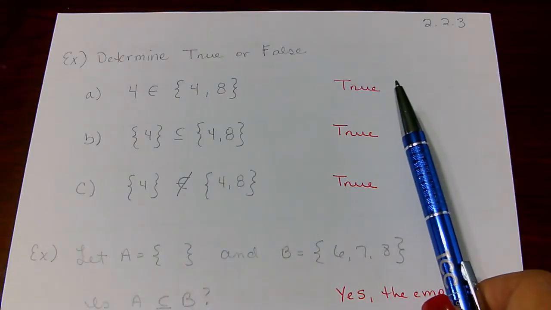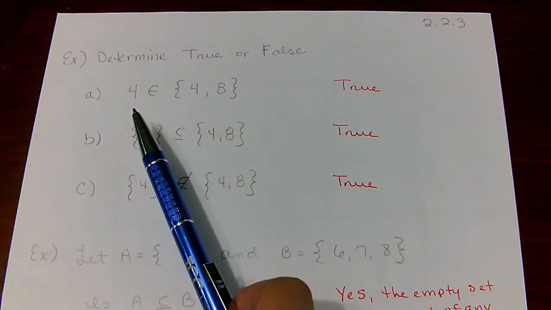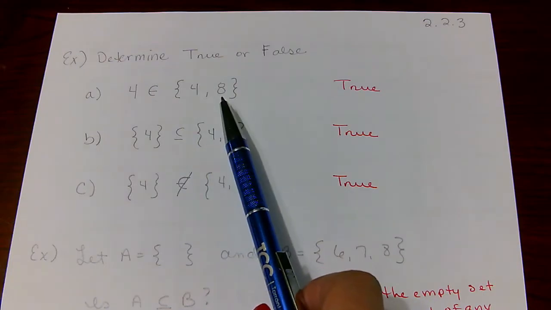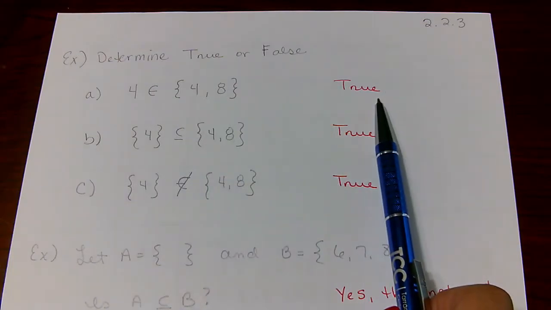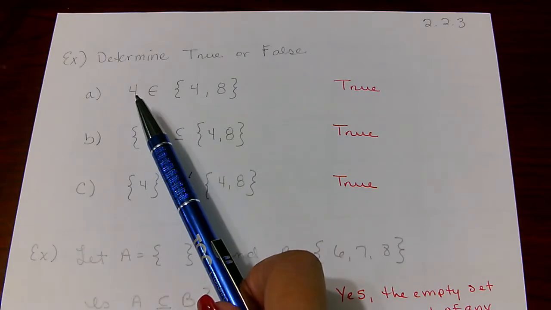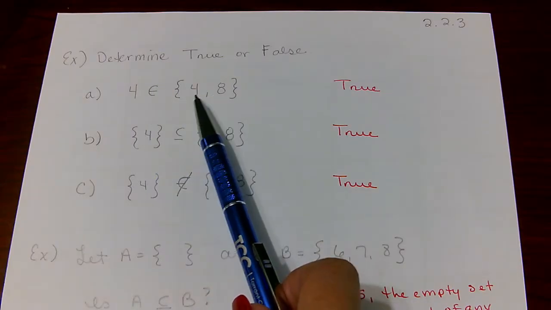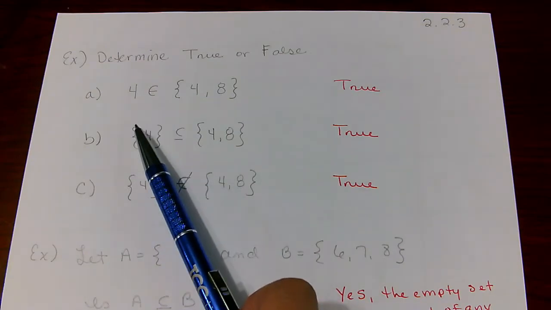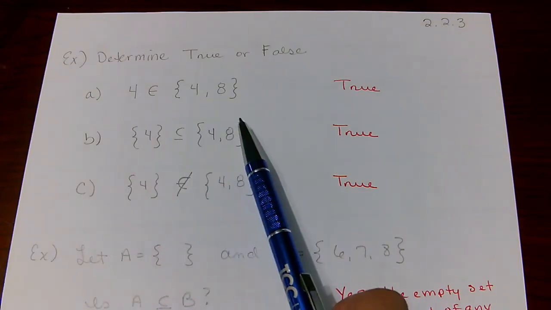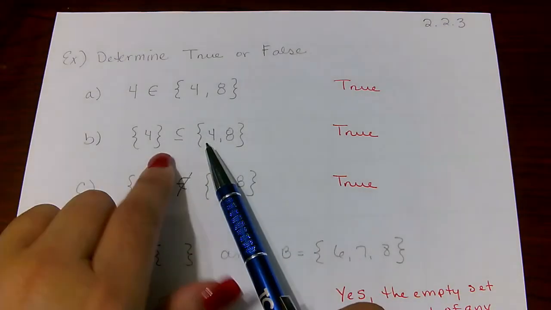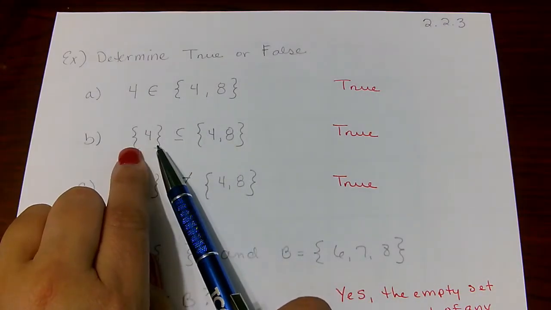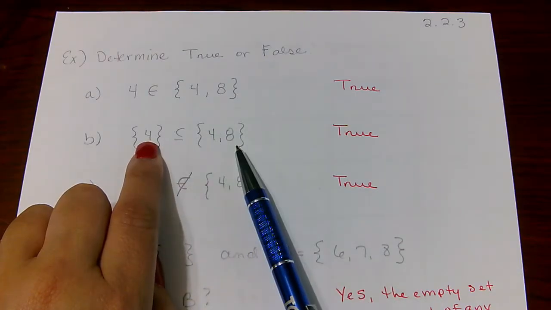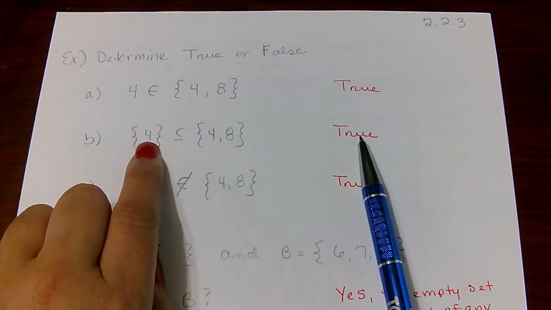Determine if the statements are true or false. 4 is an element in this set which contains 4 and 8. This is going to be a true statement. 4 is an element and it is in the braces. This set is a subset of this set. Since this is saying it's a set and the element 4 is also in this set, this is going to be a true statement.